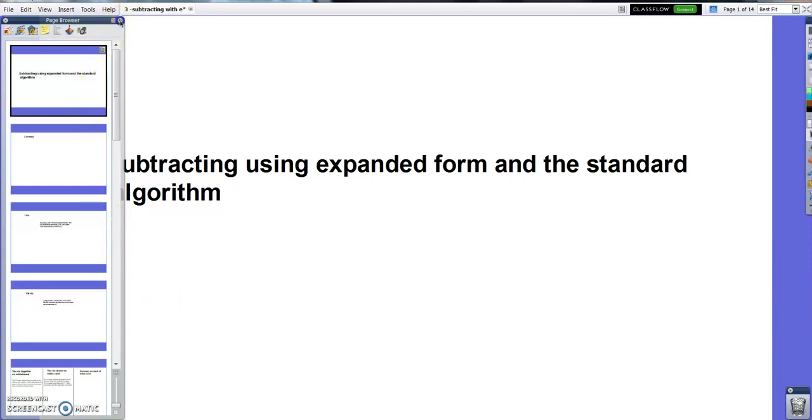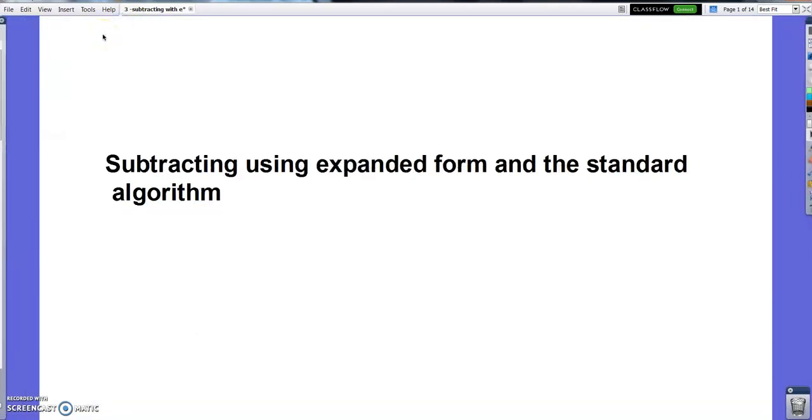Hey gang, today we are going to discuss subtracting using expanded form and the standard algorithm. Earlier this week we added using expanded form and the standard algorithm. Today we're going to subtract. So please pause, write this title on the next free page in your math notebook, and when you're ready to go, unpause.